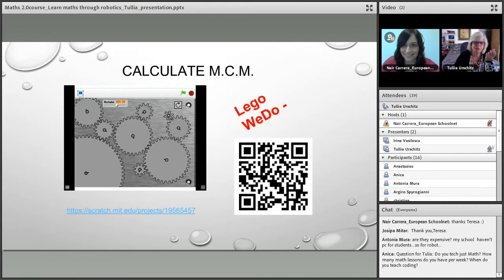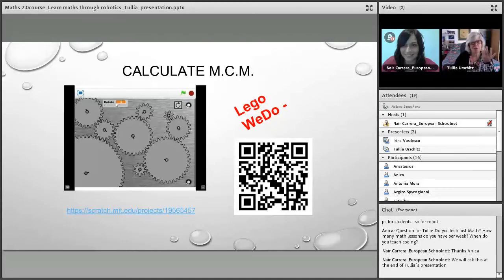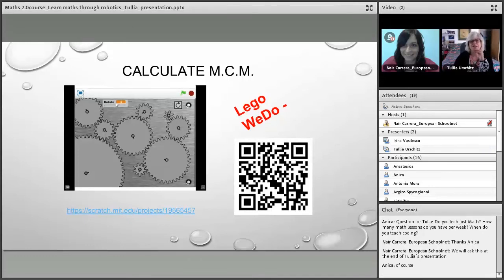If you use Scratch programming, you can ask students to calculate the common multiple. But if you also add Lego WeDo, that is a robotic kit, you can observe the gears moving in reality, and this is more powerful because they can change the dimension of the gears, using different gears, and see the effect immediately, and it's really more powerful.